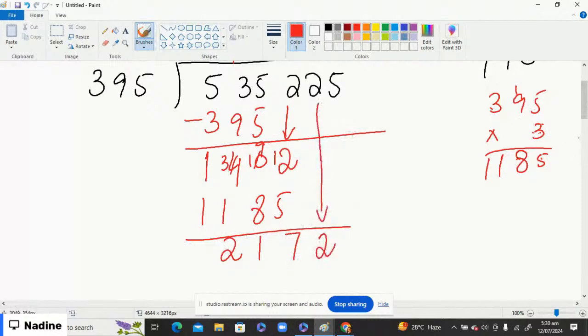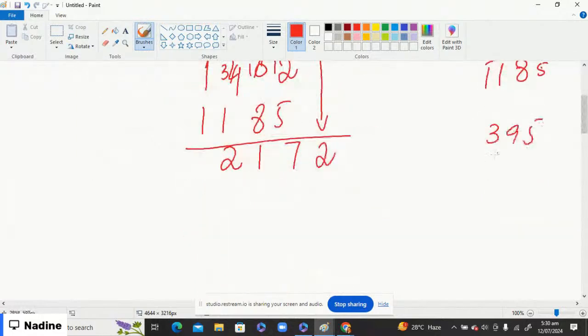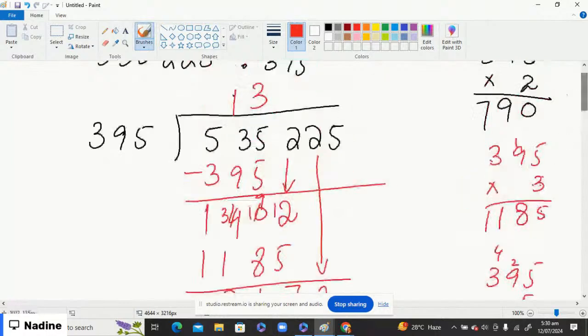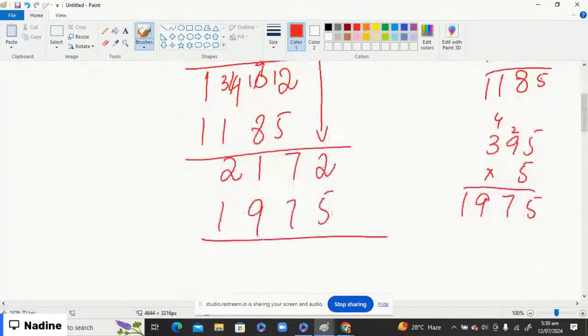So now tell me, now it's 2122. So 395 times which number is closer to that? So 395 times, let's check for 5. 5 times 5 is 25. 9 times 5 is 45. Plus 2 is 47. 5 times 3 is 15. Plus 4 is 90. It's 1975. So here 5 is 1975. Now subtraction.